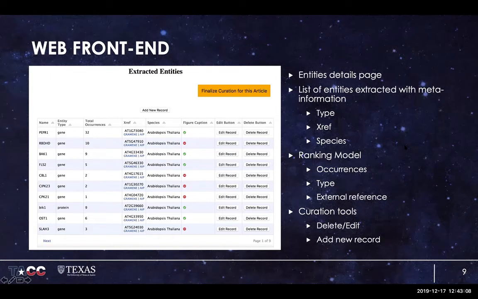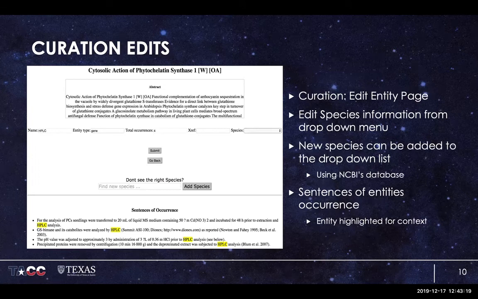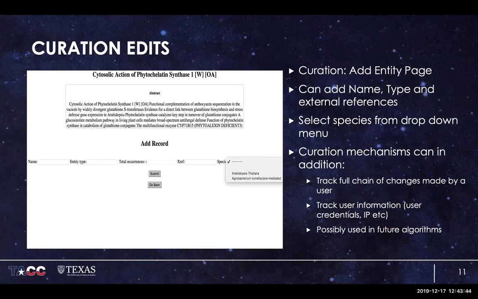And this tool uses its own ranking model based on the types of entities that are of interest, and it has these functionalities for curation. An edit would take them to this page. Let's say if they want to correct any one of these fields, add a new species. They also get the sentences within the article that contain that particular entity. So this is provided for context for the authors. And when they add something brand new, they get a form to do that as well.